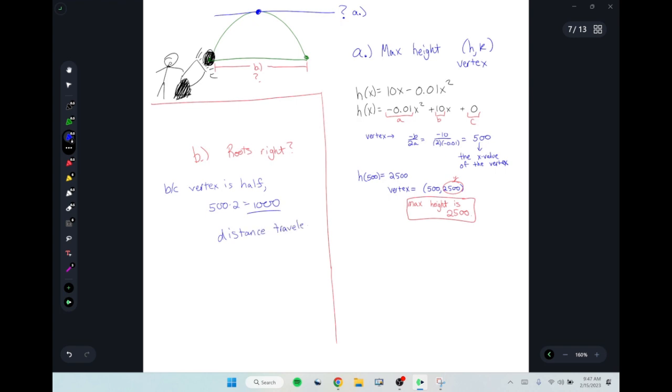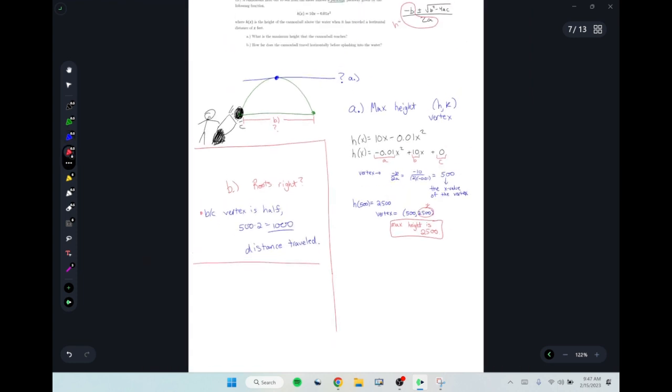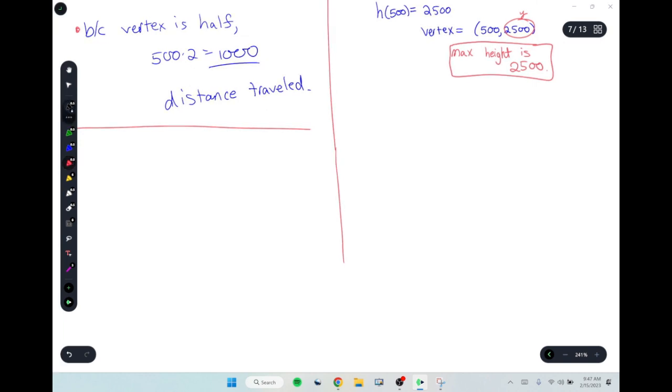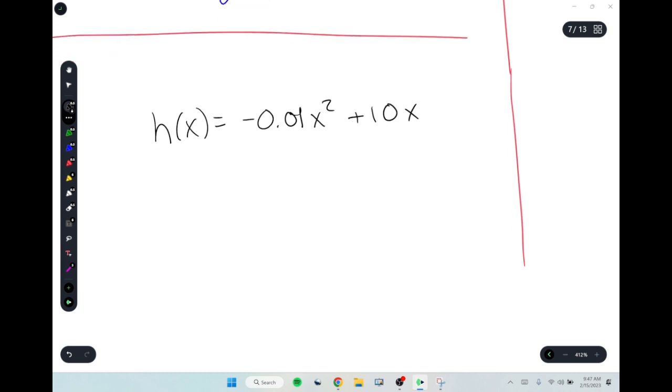Heck yeah. Is there another way to do it that somebody actually already said earlier? It's not plug in 0. What is it? Find the zeros. So what's the function? H of x equals negative 0.01x squared plus 10x, like that. How do you find the zeros?